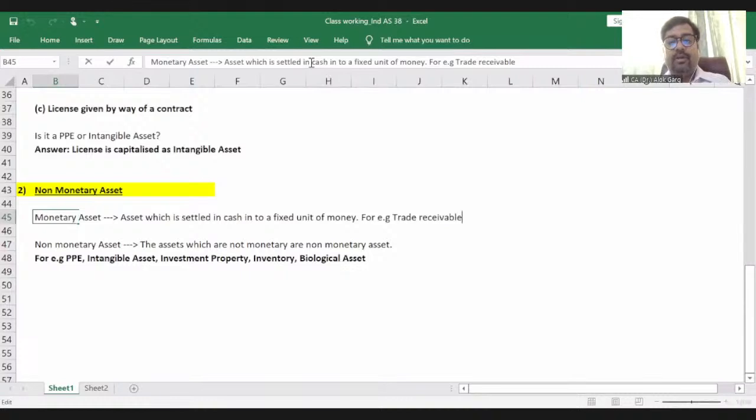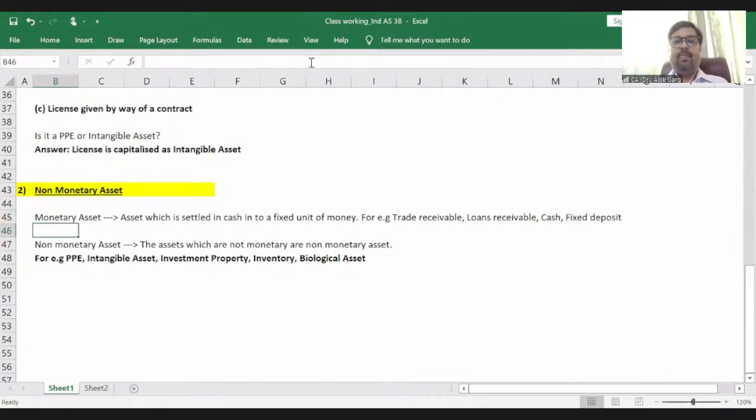What are examples of monetary assets? Trade receivables, loan receivables, then your cash, fixed deposits. Okay. So I hope you have understood the meaning of non-monetary asset.